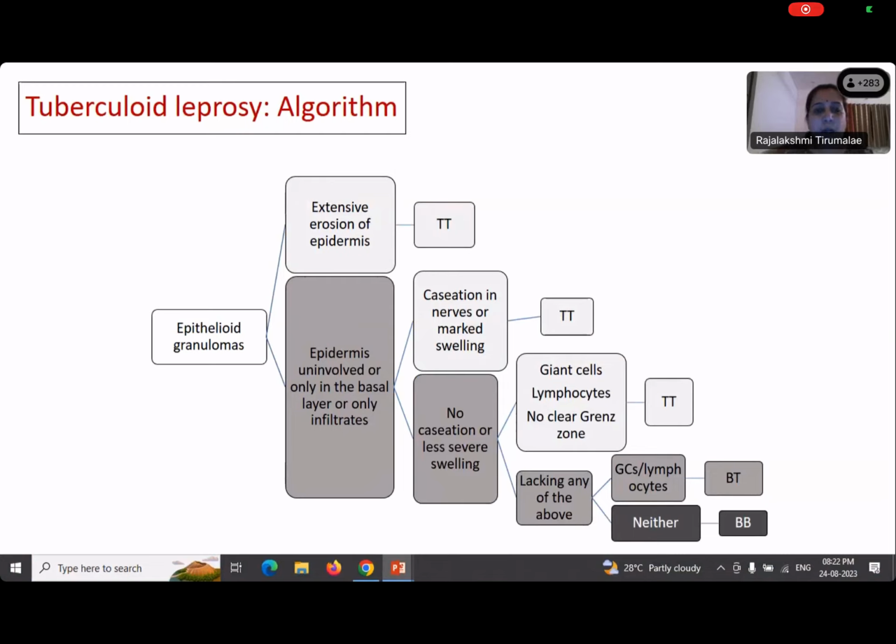So if you're looking at the tuberculoid spectrum, these are the features you have to consider before you classify. One is the erosion or the basal cell changes in the epidermis, and the presence of caseation or marked swelling within the nerves. In leprosy, you don't find necrosis within the granulomas, right? So if at all you do find caseation, it is within the nerves in case of TT leprosy. Then you look at the giant cells, the lymphocytes, the absence of the Grenz zone. This is for the tuberculoid spectrum.